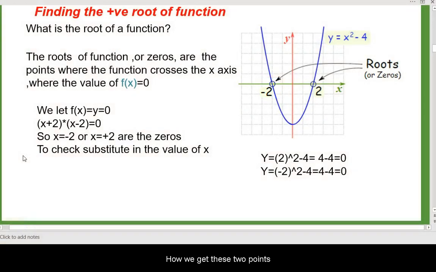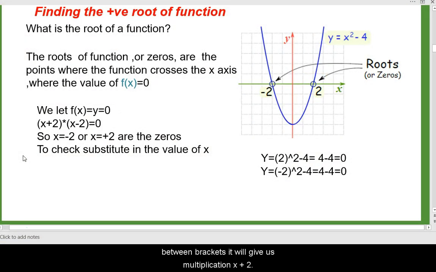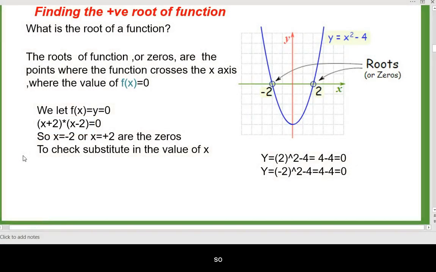How do we get these two points? We let f of x, or y, equal to 0, and we make bracketing, so we put 0 equals x squared minus 4. Factoring gives us x plus 2 multiplied by x minus 2. We equate to 0. So x equals minus 2 is the first solution, and the other solution is x equals plus 2. We have two solutions, x equal to minus 2 or x equal to plus 2. They are the zeros.